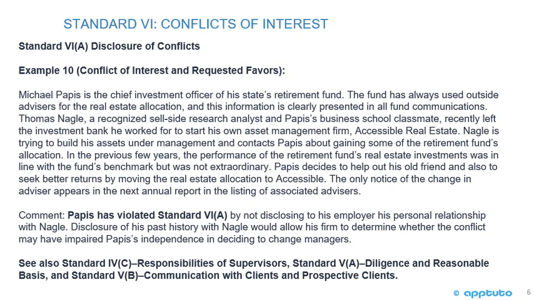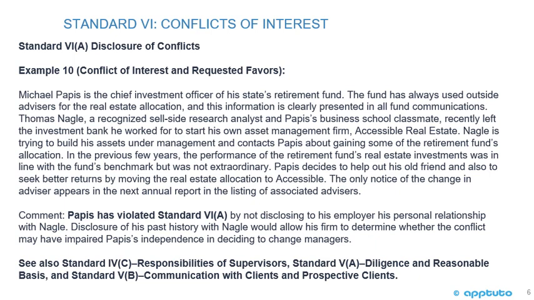Nagel is trying to build his assets under management and contacts Pappas about gaining some of the retirement fund's allocation. In the previous years, the performance of the retirement fund's real estate investments was in line with the fund's benchmark, but was not extraordinary. Pappas decides to help out his old friend and also to seek better returns by moving the real estate allocation to Accessible. The only notice of change in advisor appears in the next annual report in the listing of associated advisors.